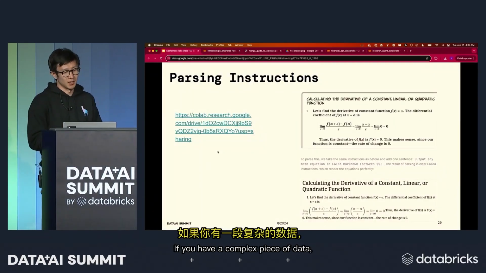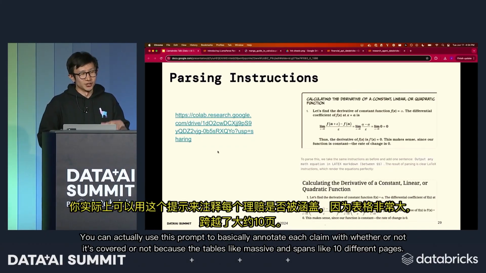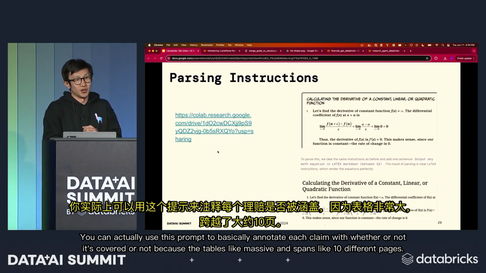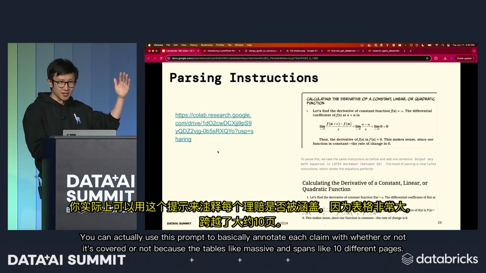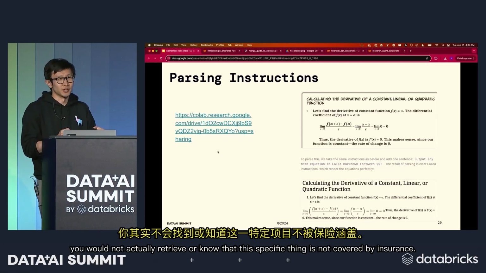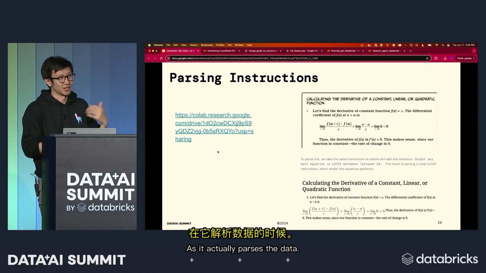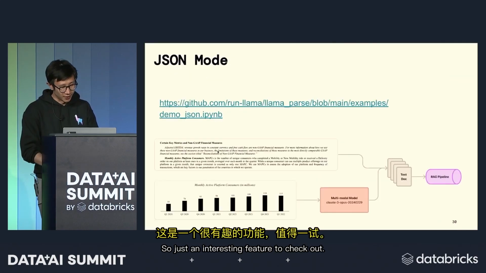If you have a complex piece of data, there's actually a pretty cool example, like an insurance document with claims. You can use this prompt to annotate each claim with whether or not it's covered, because the table is massive and spans like 10 different pages. If you did naive chunking, you would not retrieve or know that this specific thing is not covered by insurance. Whereas with parsing, we're able to attach all this metadata on top as it parses the data. So, just an interesting feature to check out.